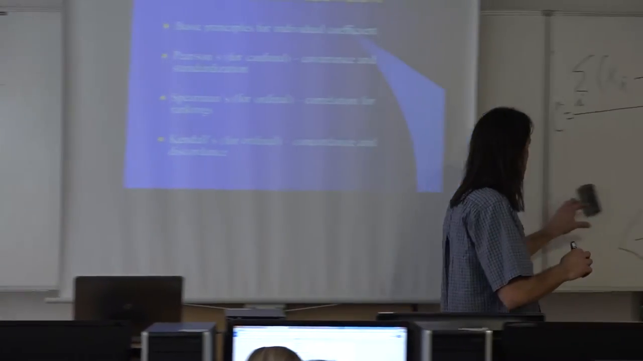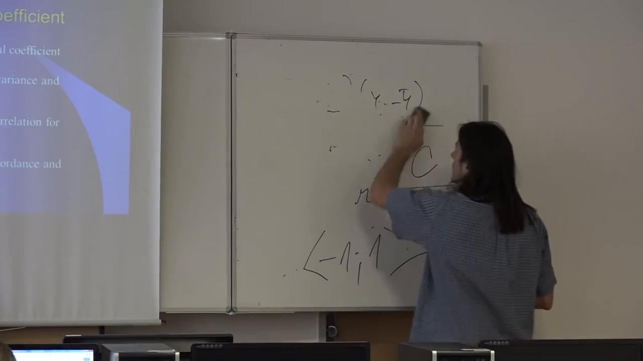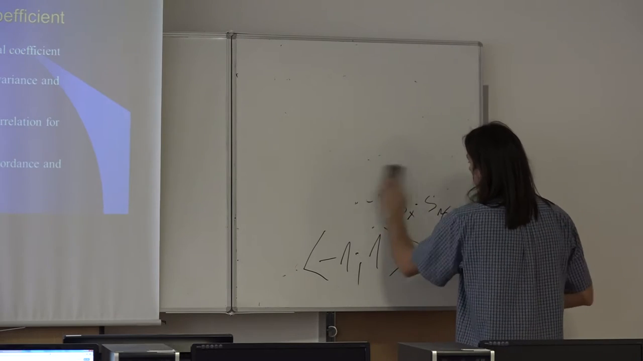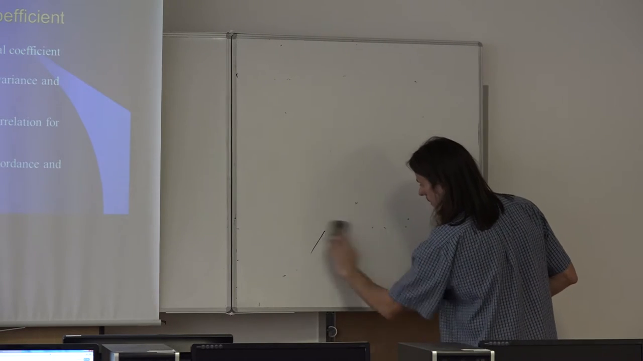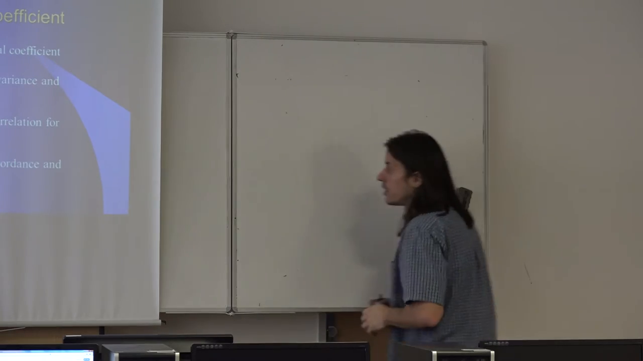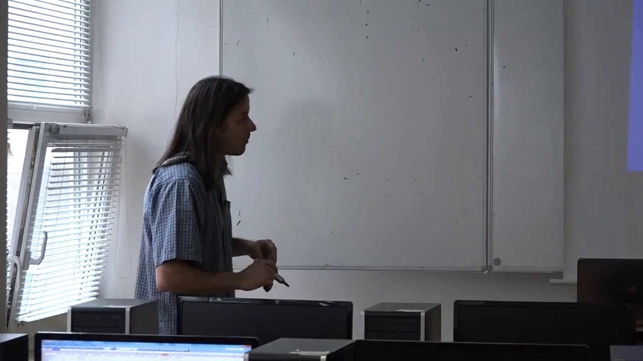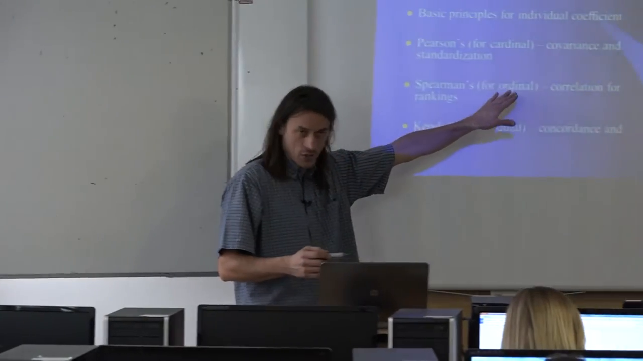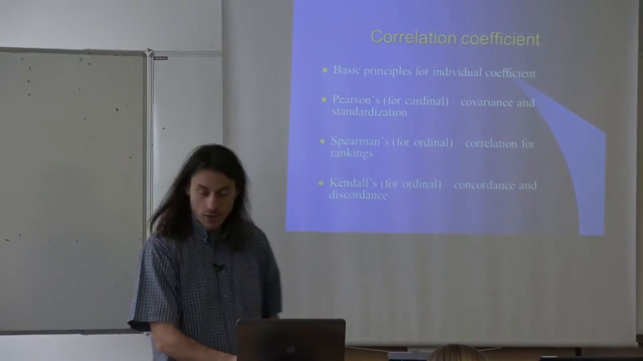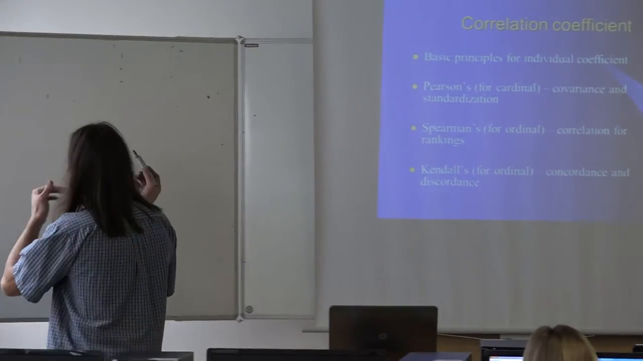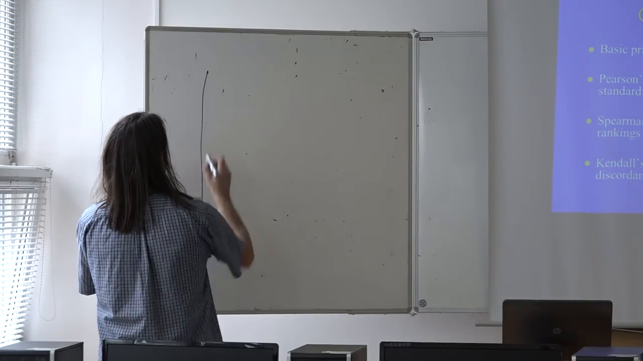Okay, so that's the discussion about Pearson, and we will very quickly go through other alternatives for correlation coefficients, for ordinal data mainly, and we will start with the Spearman coefficient. Spearman's coefficient is based on the logic of ranking your data, so it will replace your original data by ranks and compute differences for these ranks.